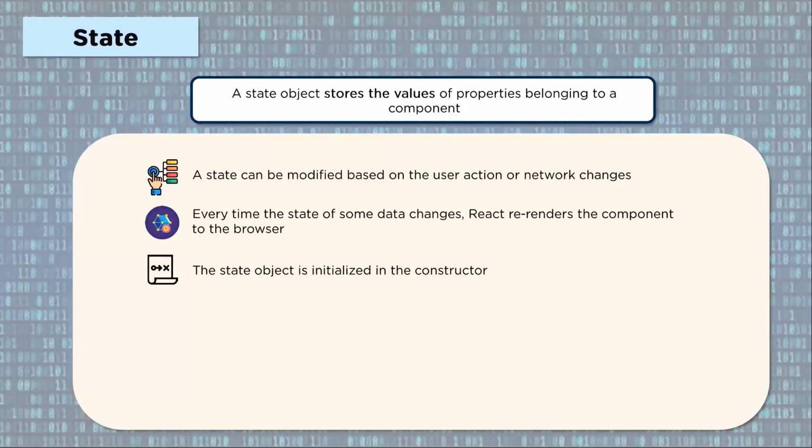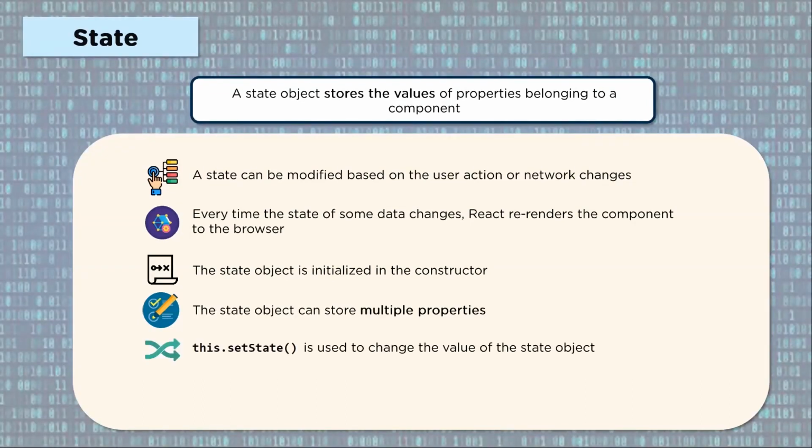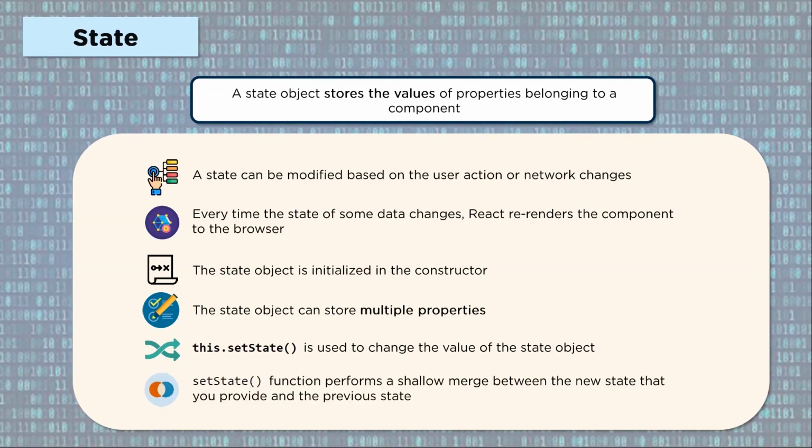The state object is initialized in the constructor of the component, which is a function that automatically triggers when the object is initialized. The state object can also store multiple properties. So multiple property values can be assigned, and this .setState is a method used to change the value of the state object. The setState function performs a shallow merge between the new state that you provide and the previous state.